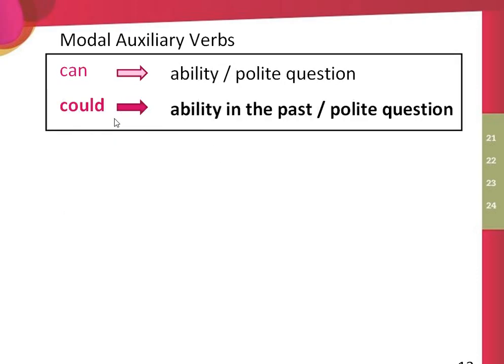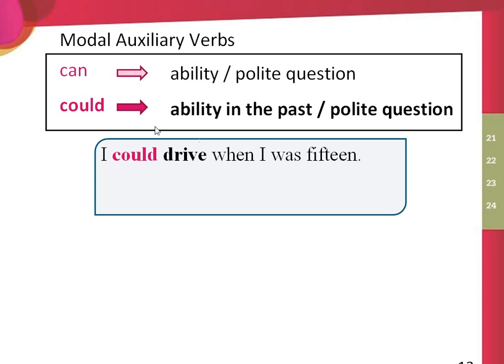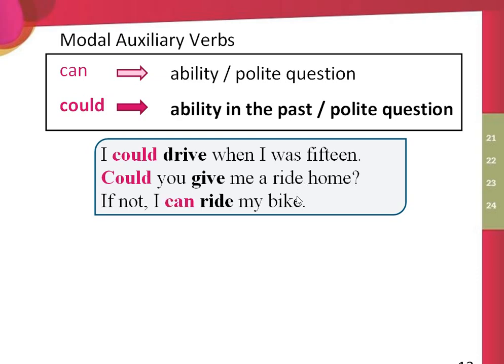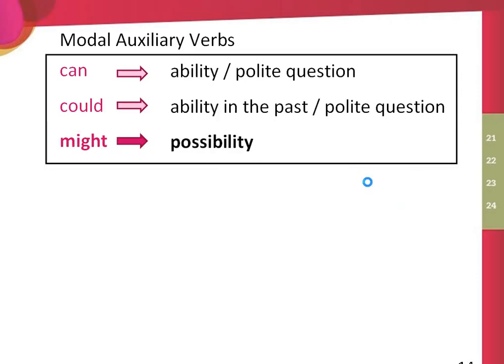Now, in the second case, you have could, which means ability in the past, and is also used for a polite question. Examples. I could drive when I was 15. Could you give me a ride home? If not, I can ride my bike. So, ability in the past, I could drive when I was 15. Polite question, could you give me a ride home? Okay, so that's how we use could.